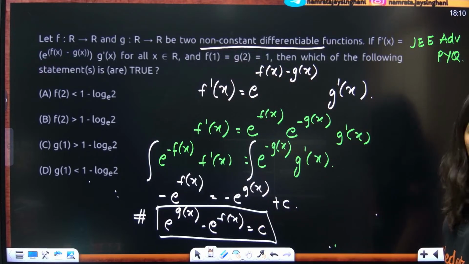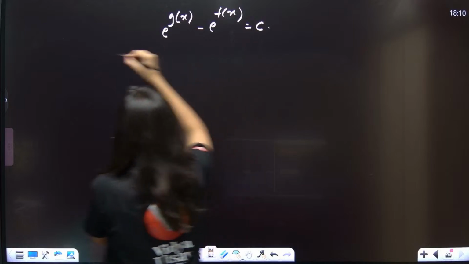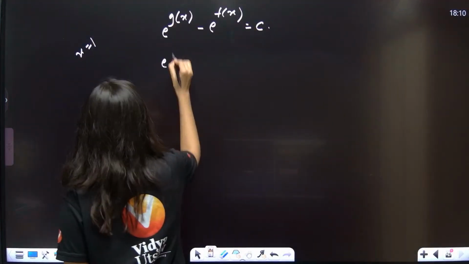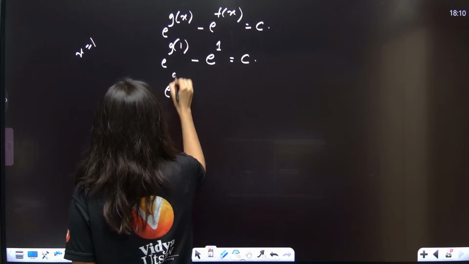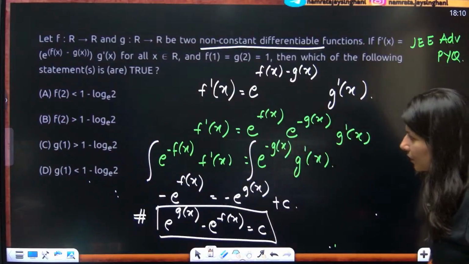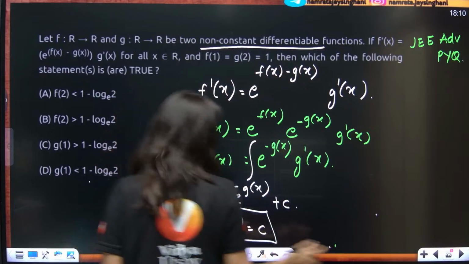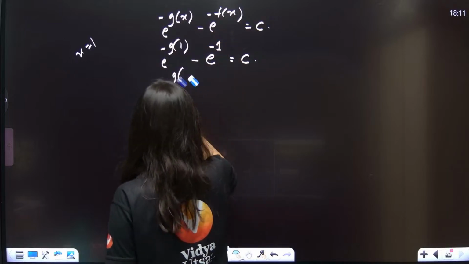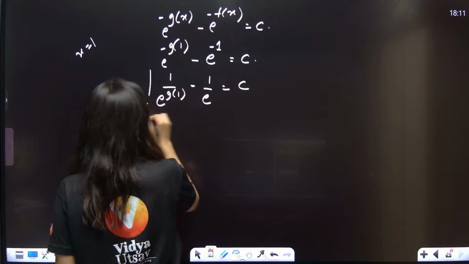Everybody getting it? e power gx minus e power fx is equal to c. Now, f of 1 is equal to 1. Put x equals 1, because you know that f of 1 is equal to 1. So, e power g of 1 minus e power f of 1 is 1, equal to c. Hold on. My dear students, this is minus, this is also minus, negative. So there is a negative sign over here, minus gx, and this is minus 1 plus c. So this is actually 1 upon e power g of 1 minus 1 by e is equal to c. This is the very first thing you are going to get.